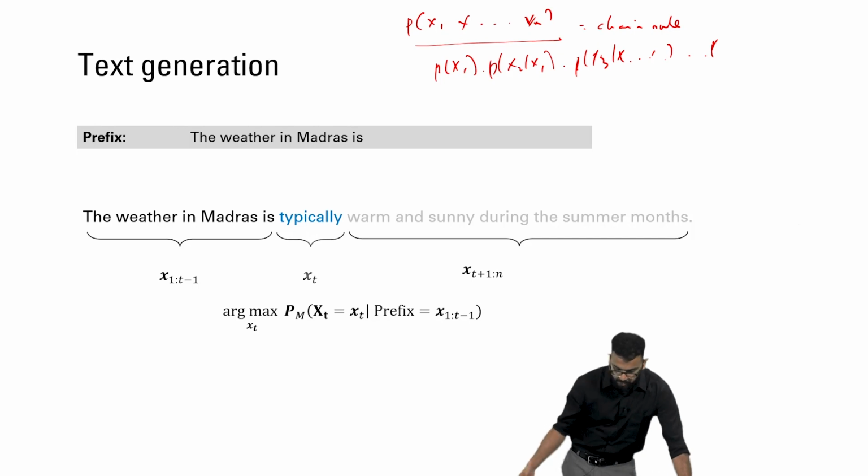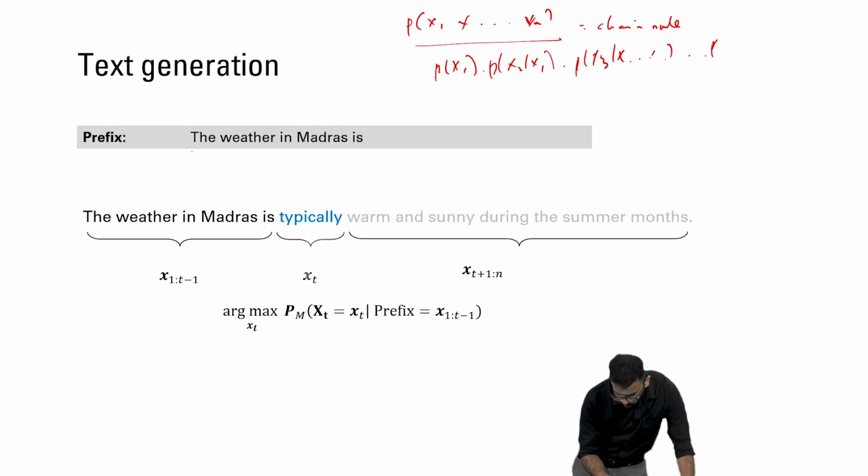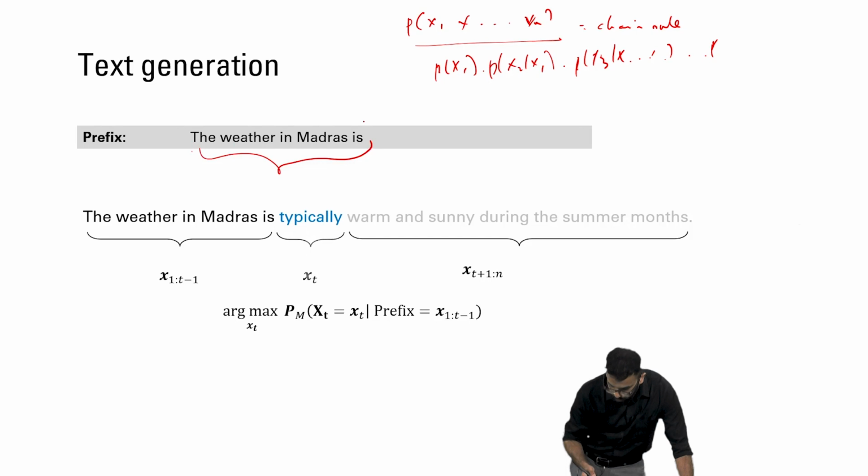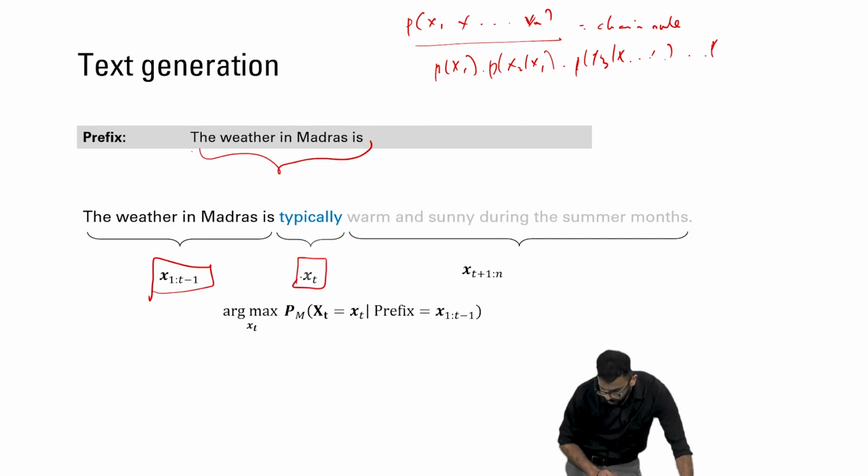So for example, if you have generated so far the prefix that the weather in Madras is, how would you generate the next token? Everything up till this is something you have already generated. You're interested in generating the token at time t, xt, and you want to keep on continuing this. But the way you generate this entire sentence is one token at a time.